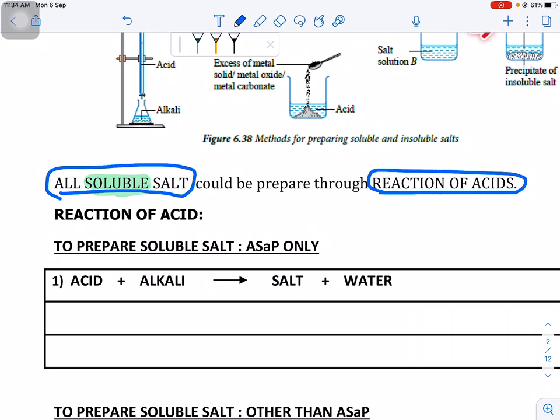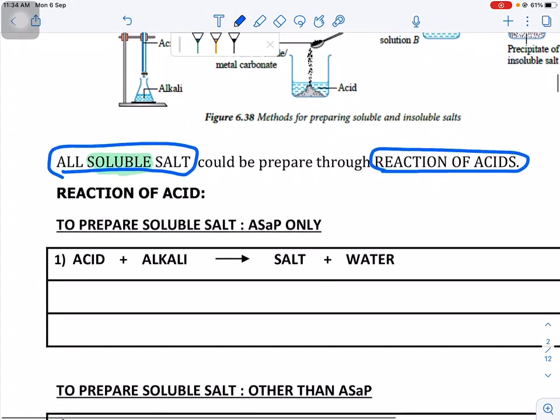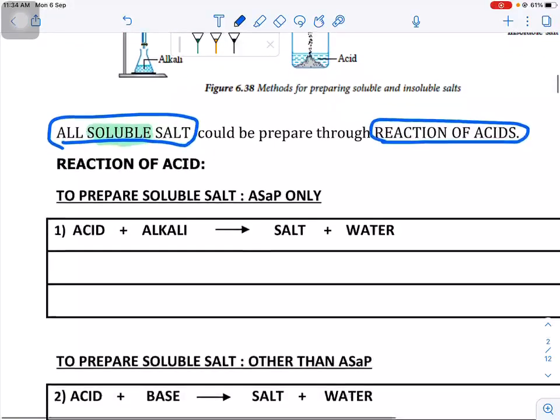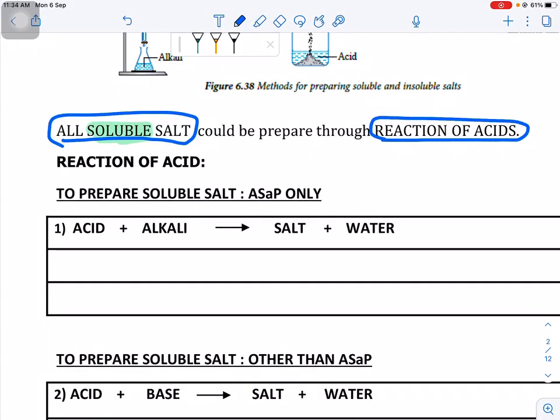Insoluble salt, we're going to use the other method. For the soluble salt, we're going to use the reaction of acid. How many reactions? We have 4, like what we discussed just now. Even though we have 4, we cannot use all four. We have to decide how. If you want to prepare soluble salt, and this soluble salt is of the type that the textbook uses, ASAP, ammonium, sodium and potassium, I use ANAK. It's up to you.